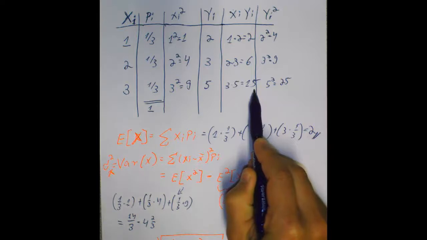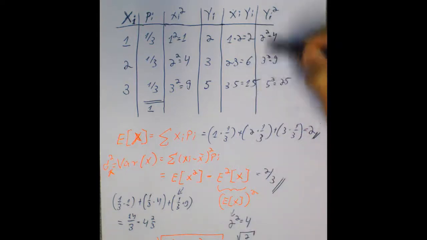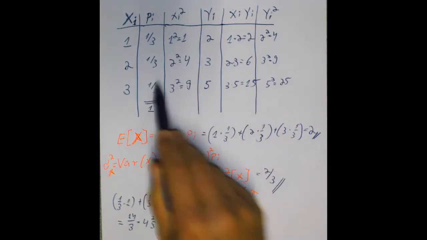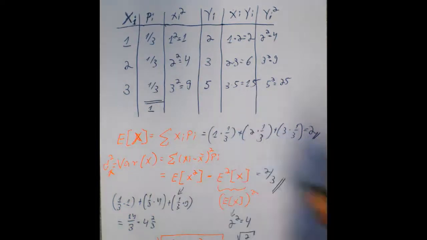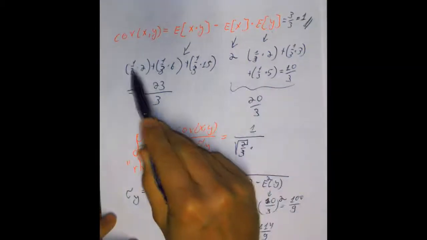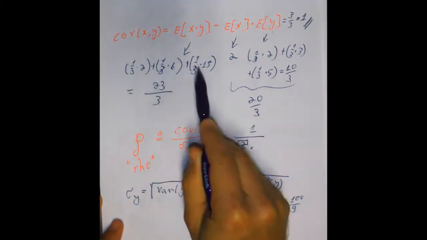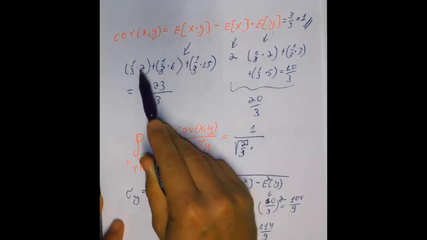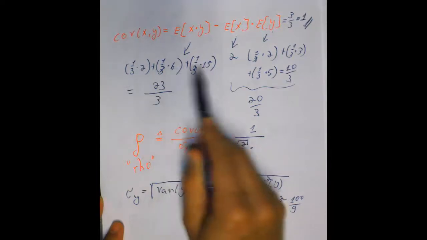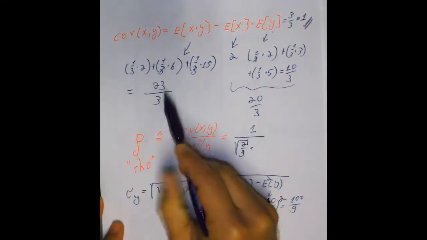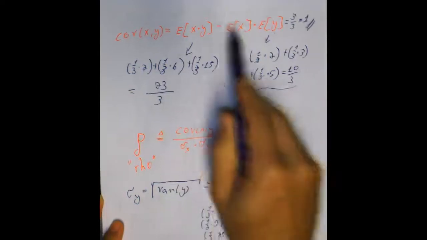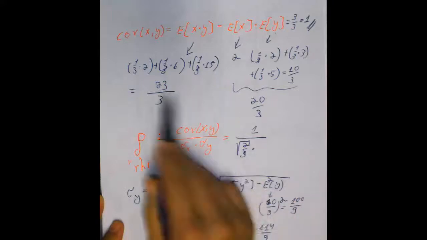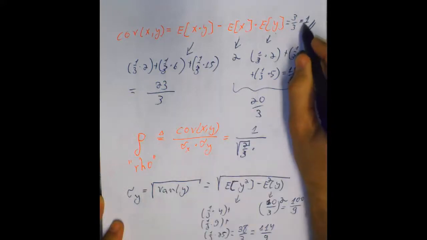Now we need to take the expected value of this column. Once again, it's the same thing, probability times value plus probability times value plus probability times value. Let's do that. 1/3 times 2 plus 1/3 times 6 plus 1/3 times 15. 1/3 goes out of the brackets. Inside you have 2 plus 6 plus 15. 8 plus 15, 23. Pay attention, 23 divided by 3 minus 20 divided by 3. Those are not the same things. You get 3 over 3, which is equal to 1.